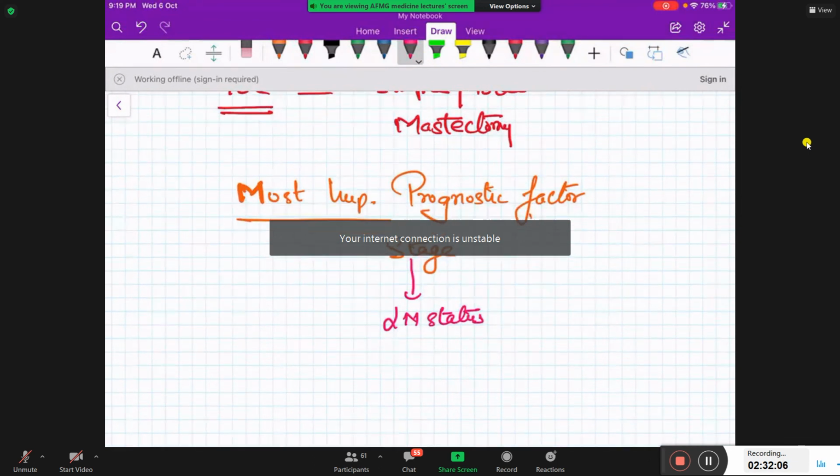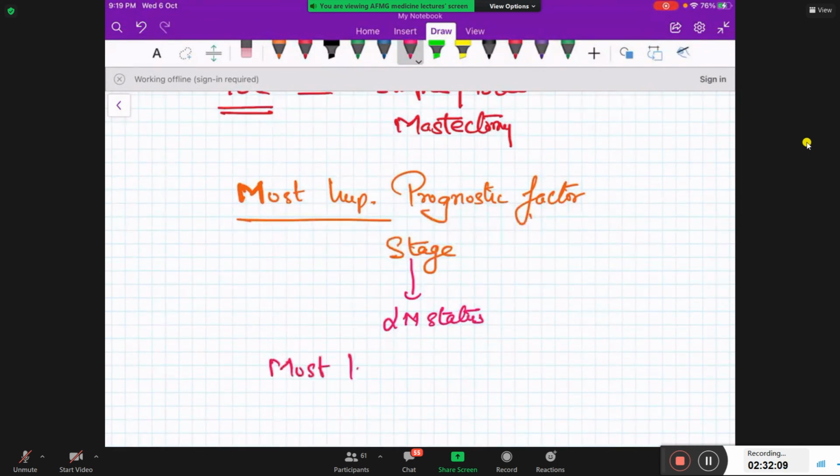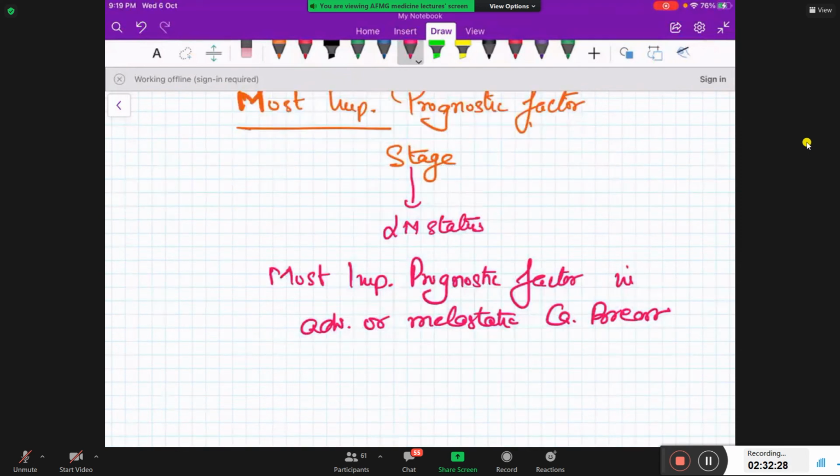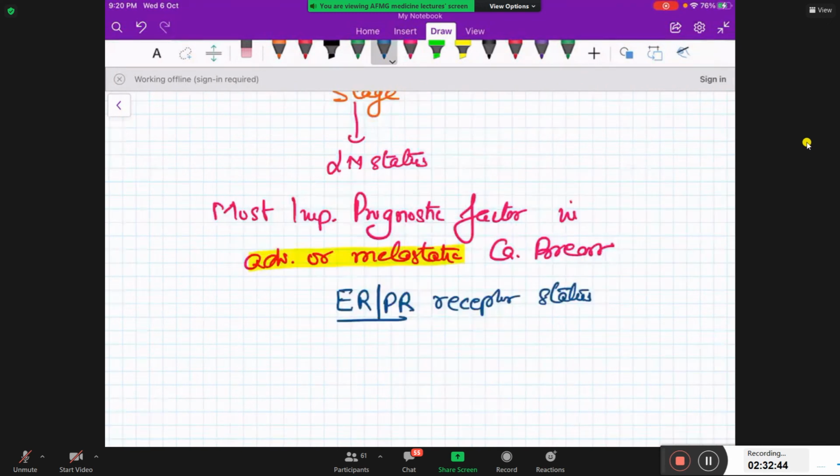But please be very careful further. If you are asked what is the most important prognostic factor in advanced or metastatic carcinoma breast, if advanced or metastatic carcinoma breast is specified, then the answer will be ER, PR receptor status. This is the latest.